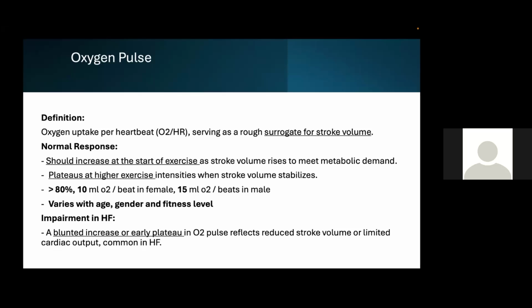And we have to know that the oxygen pulse might vary with age. So in older patients, we wouldn't expect to have those numbers, so we should consider that in our report. If it's impaired, meaning the oxygen pulse is blunted or has an early plateau, that reflects reduced stroke volume or limited cardiac output, which is commonly seen in heart failure patients.